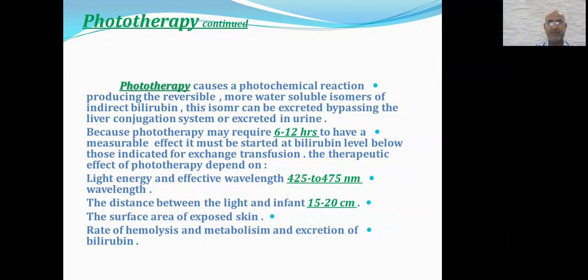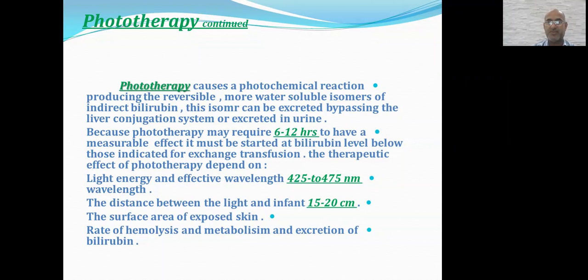As we say, the liver's job is to convert the indirect bilirubin to direct so it can be excreted easily. The role of phototherapy is not to convert the indirect to the direct. No, it just makes a more water-soluble isomer of the indirect bilirubin. So it changes the isomerity of the bilirubin to the safe one.